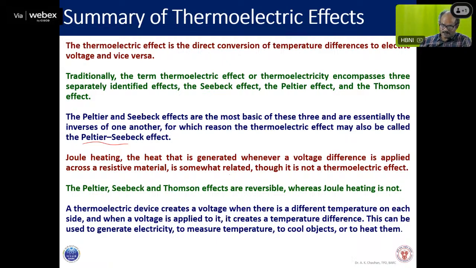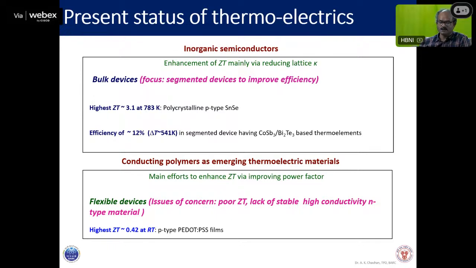A thermoelectric device creates voltage when there is a different temperature on each side, and when voltage is applied to it, it creates a temperature difference. This can be used to generate electricity, to measure temperature, to cool objects, or to heat them. This is just a summary from the beginning, which we have done. So these are the present status of some thermoelectrics.